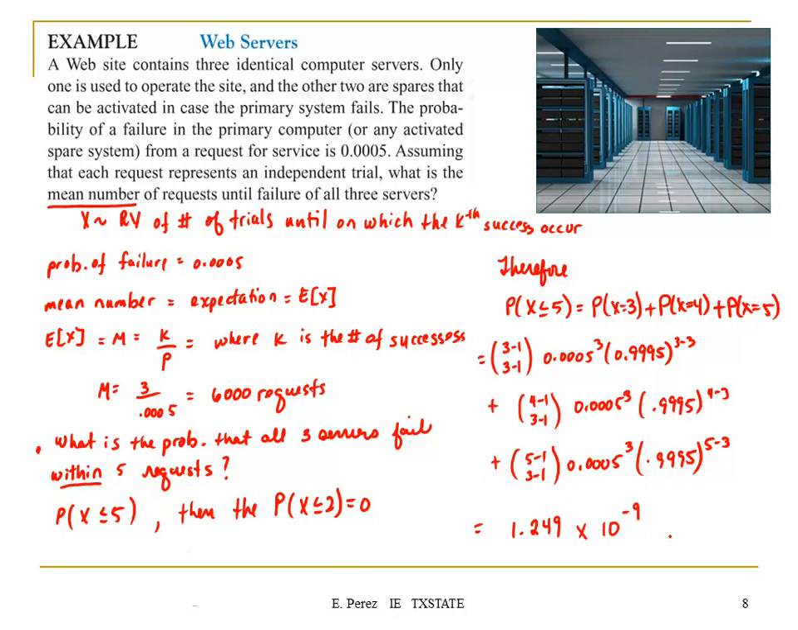Okay, so again, for a negative binomial, the random variable is defined as the number of trials that you're going to need to achieve a certain number of successes. In this particular problem, the successes are the number of servers that are failing. So if we're looking at all of them, then the number of successes that you need to achieve is 3. Okay? And you're trying to find out what is the probability of achieving that number of successes with only 5 requests.